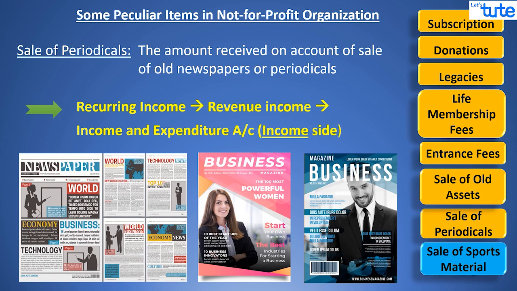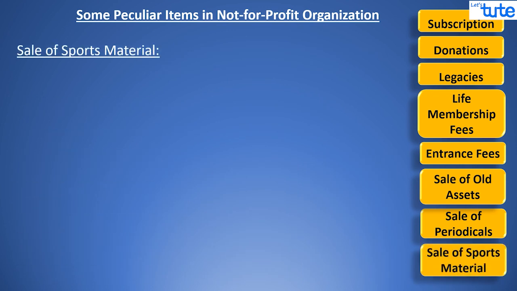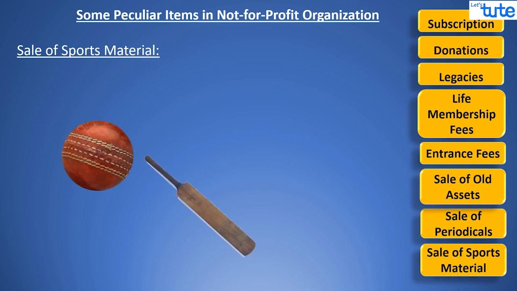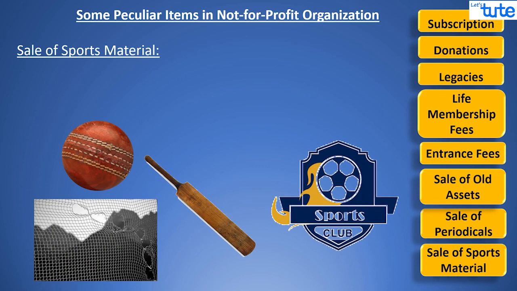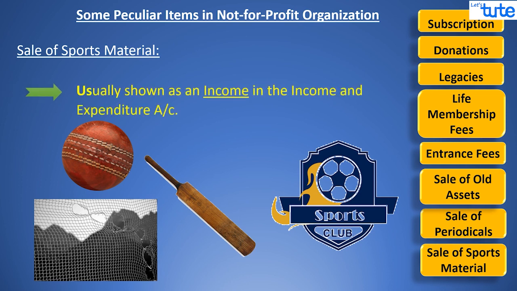Moving ahead, next item is sale of sports material. Sale of sports material, that is sale of used materials like old balls, bats, nets, etc., is a regular feature for any sports club. So it is usually shown as income in income and expenditure account. Is this clear to you all?